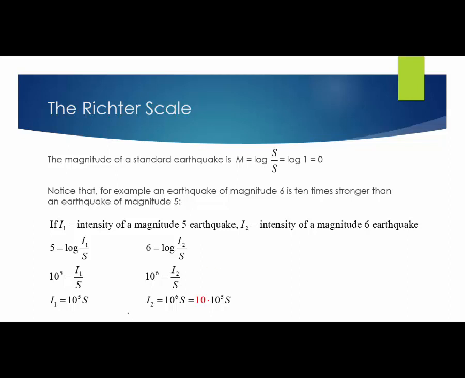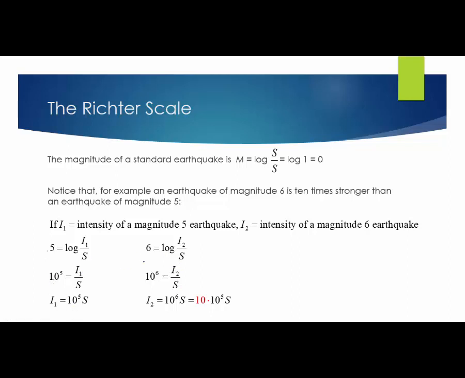Here's how I can prove that. If I1 is the intensity of a magnitude 5 earthquake and I2 the intensity of a magnitude 6 earthquake, I can set up this equation for a magnitude 5 and a magnitude 6. Taking logarithms on both of those, that means 10 to the 5th is I1 over S, and 10 to the 6th is that ratio I2 over S, so I just took 10 to the power of each side.